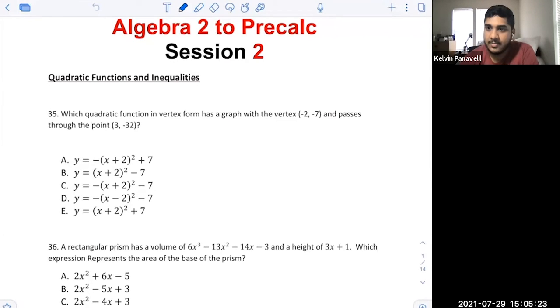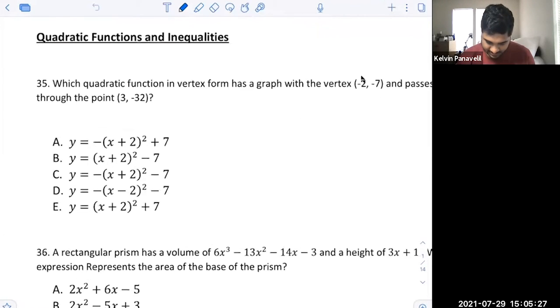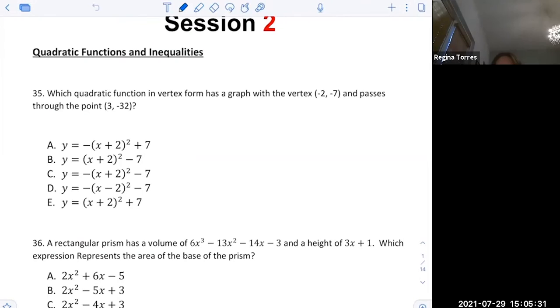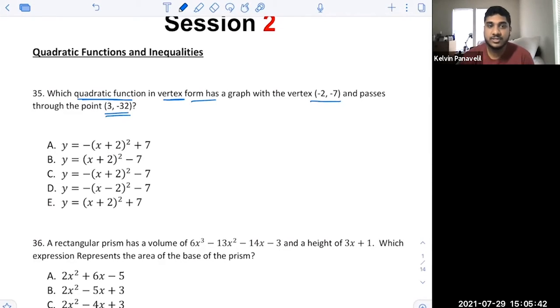All right, Regina Torres, can you read the first question for us? Which quadratic function in vertex form has a graph with the vertex -2, -7, and passes through the point 3, -32? All right, awesome. So first thing that you want to know is vertex form, right?